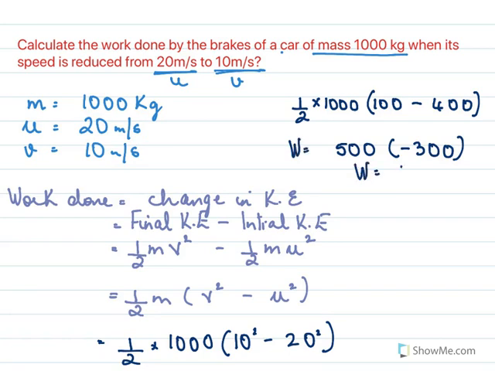Here I am finding the work done. So work done is 150,000 joules. I didn't put the negative sign.